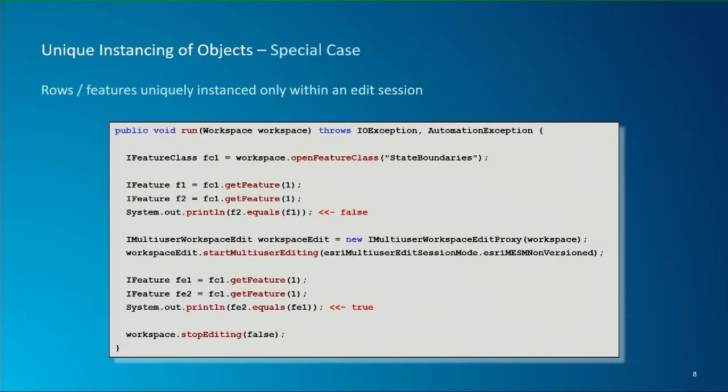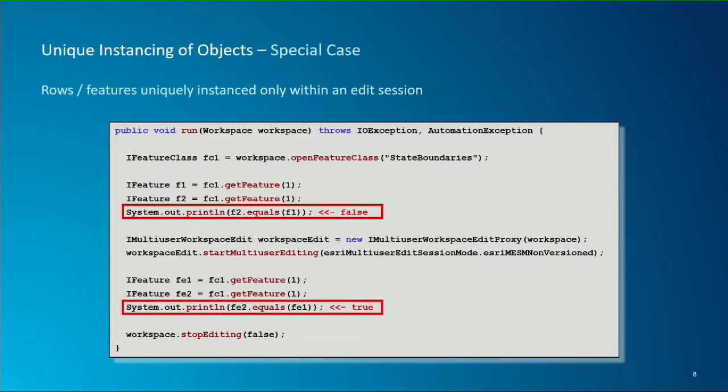Okay, whenever possible, what do we mean by that? If you're trying to instance things such as rows or feature objects, they can only be uniquely instanced if you are inside an edit session. Very important caveat. If you're in an edit session, yes, the row objects will be uniquely instanced. So here, if we look at the code example, we open up the feature class, we ask for a feature object twice, and the interesting thing here is we're not in an edit session, so although we asked for the same feature with the same object ID 1, we get different instances of that feature object.